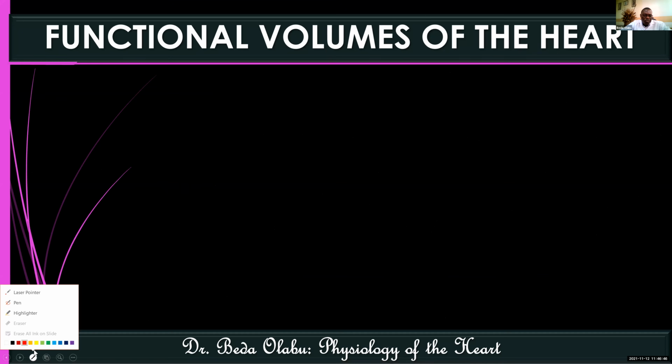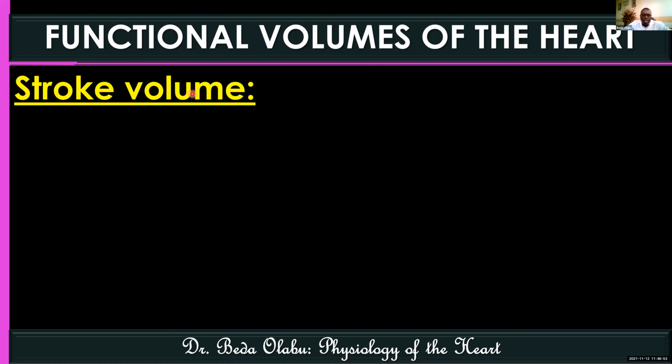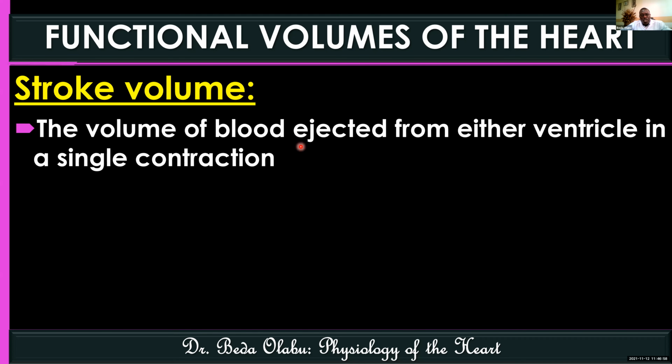The first functional volume of the heart that I want us to talk about is the stroke volume. Stroke volume refers to the volume of blood that is ejected from either ventricle in a single contraction. So when the ventricle contracts, some blood is pumped out. The volume of blood that's pumped out in a single contraction from either ventricle is what we call stroke volume.